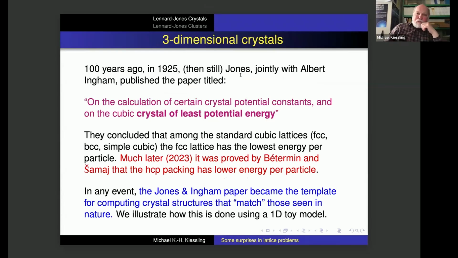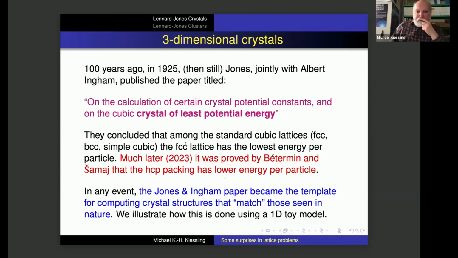At that time, that was still Mr. Jones, but he was joined now by Albert Ingham, a mathematician who had studied lattice sums. And because Jones was interested in crystals also, they teamed up and they published this paper on the calculation of certain crystal potential constants and on the cubic crystal of least potential energy. All right, so I put that in bold because that is something I want to talk about a little longer.